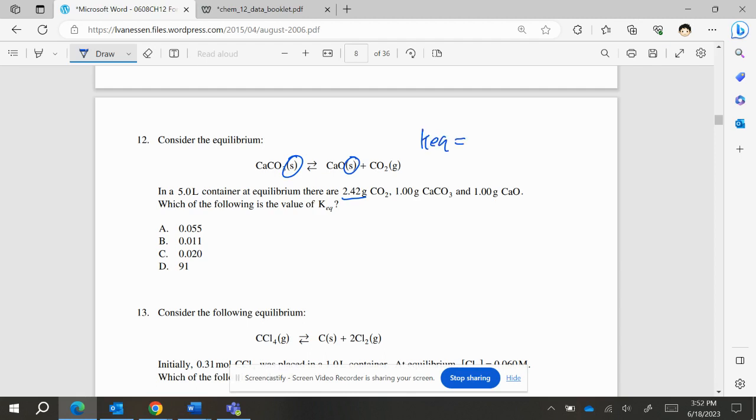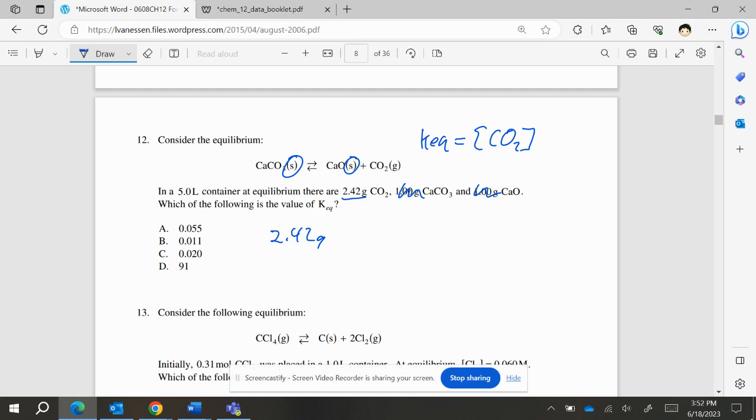KEQ is actually just equaling the concentration of CO2. Okay, so now all we have to do is find out what is the concentration of CO2. So I'm just going to be taking 2.42. All of these numbers are useless now because we do not need them because they're solids. So we have 2.42 grams of carbon dioxide.